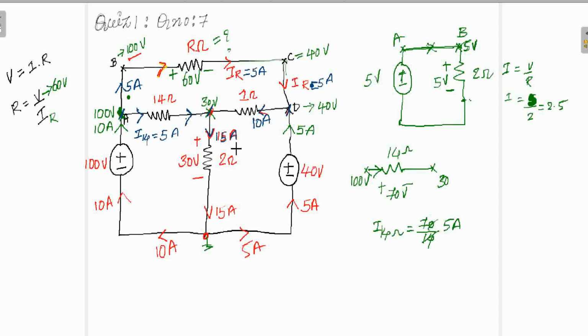So this is the way we have to analyze the circuit. So here we got IR is equal to 5 amps. So R is equal to 60 by 5, that is equal to 12 ohms. So the answer is A. That is your 12 ohms. You can solve the same problem with nodal analysis also.